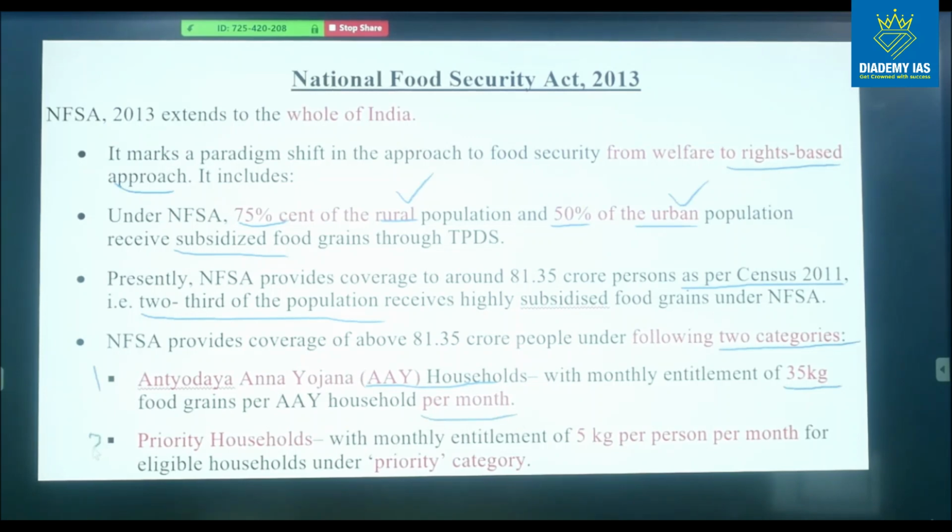Then the second category is priority household. They are the people who will be getting 5 kg per month per person. So those households which have been classified into the priority category will be getting it on a per person basis, and the AAY will be getting it on a household basis. So this is the difference: AAY is on the household basis and priority household is on the per person basis.